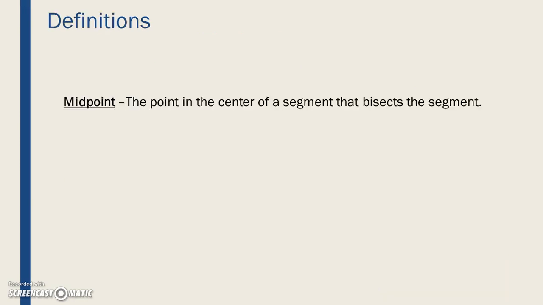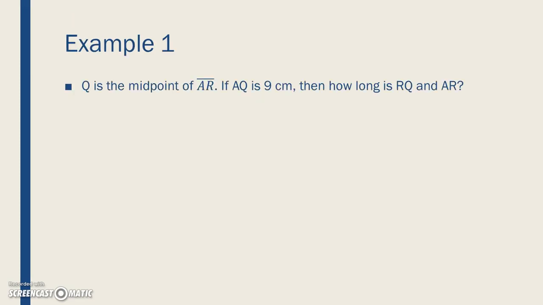Okay, a couple of definitions. So midpoint is the point in the center of a segment that bisects the segment and cuts the segment in half. B is the midpoint of AC. So our example here, Q is the midpoint of AR. We have to be able to draw this picture.